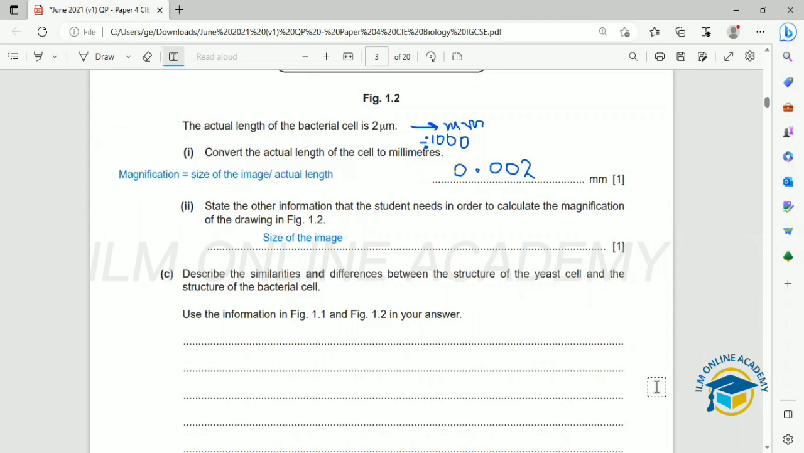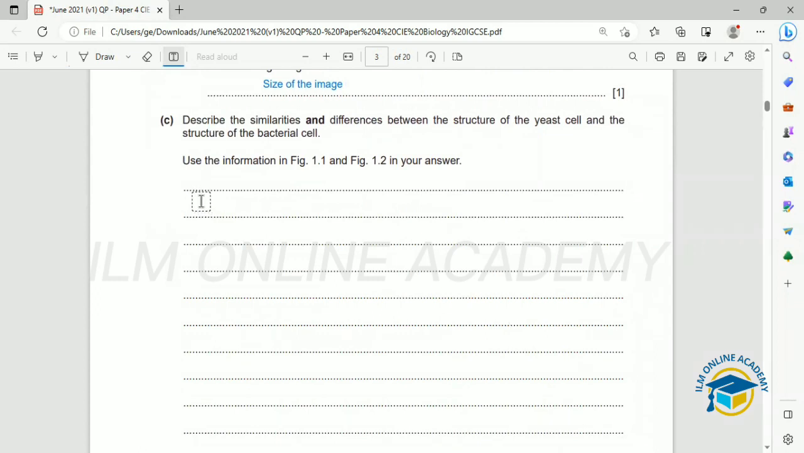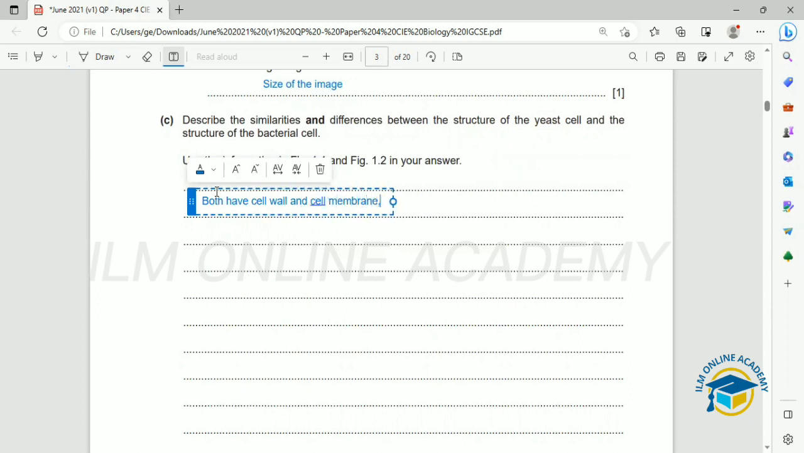Then describe the similarities and differences between the structure of a yeast cell and the structure of a bacterial cell. When we talk about similarities, the yeast cell and bacterial cell both have a cell wall and cell membrane. You can take help of the diagrams mentioned above as well. You can write maximum 3 to 4 similarities and 3 differences, as the question is 6 marks, so at least 6 points should be there. Do not write in the form of points, you know that, right? So at least 6 lines you should write. Both have cell wall, cell membrane, cytoplasm, and ribosomes, and both of them are unicellular.